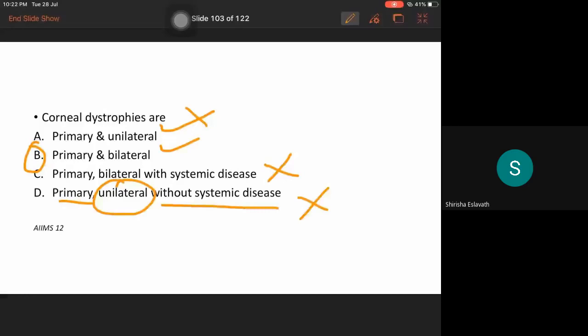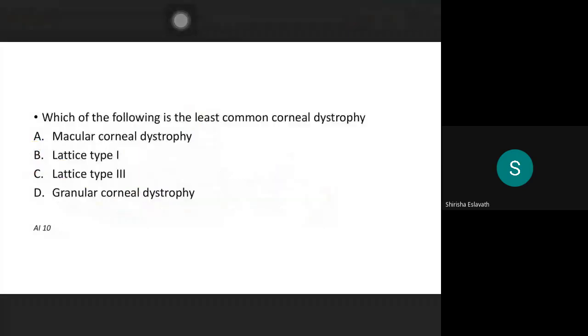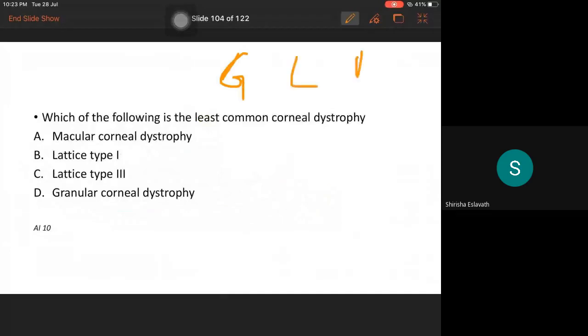Which of the following is the least common corneal dystrophy? I told you, if you go by alphabetical order, it's easy to remember. Granular, lattice and macular. The most common one is granular. That is a simple way to remember.